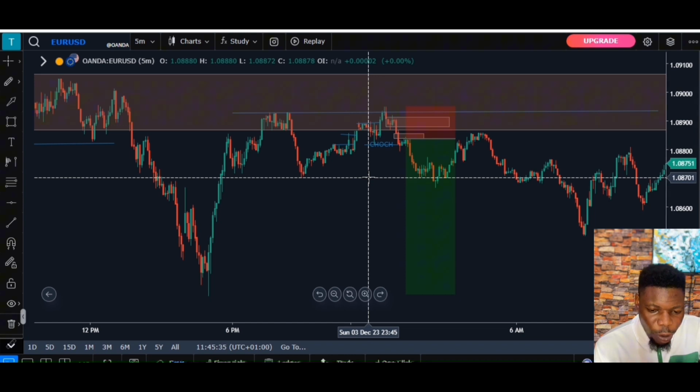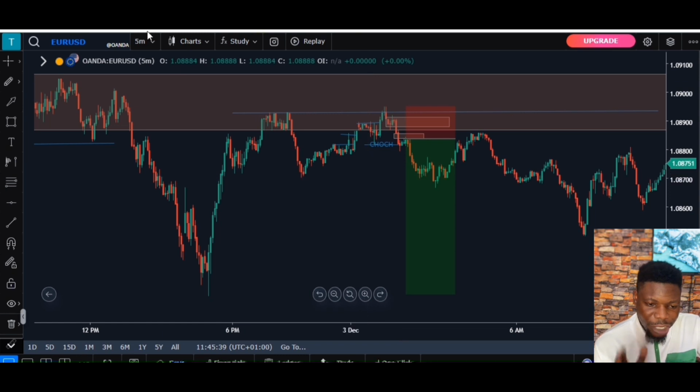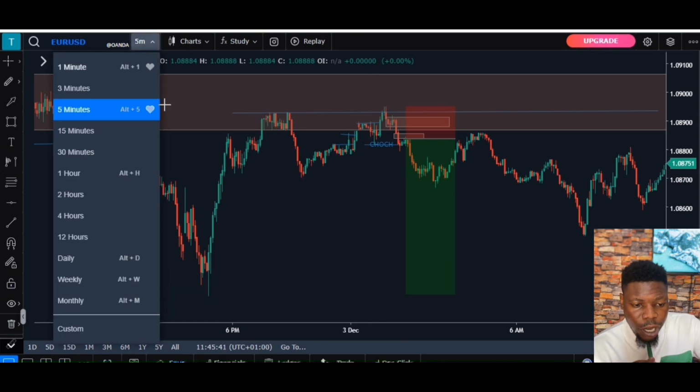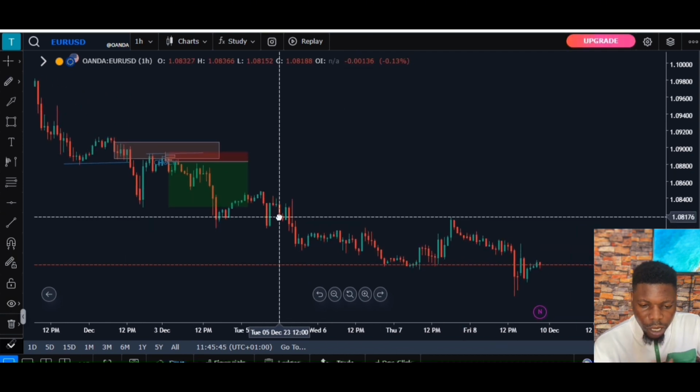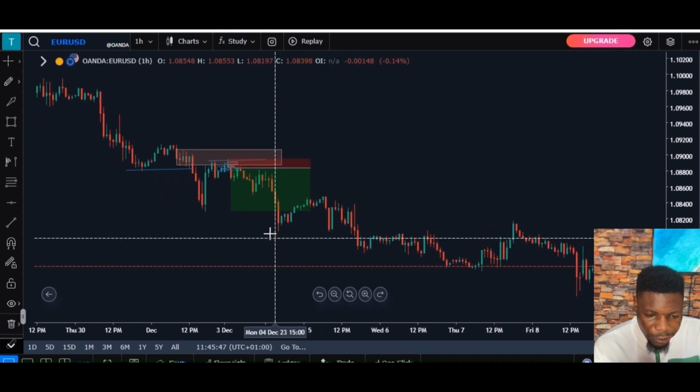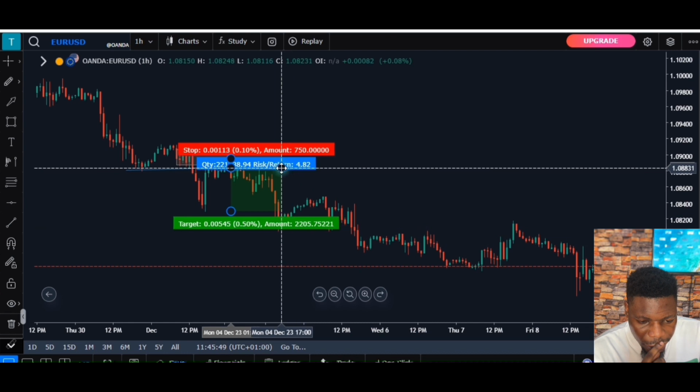This is how you should trade liquidity the right way, guys. So should we take one? Let's see one more example before we end it today. So let's see if we have something here.